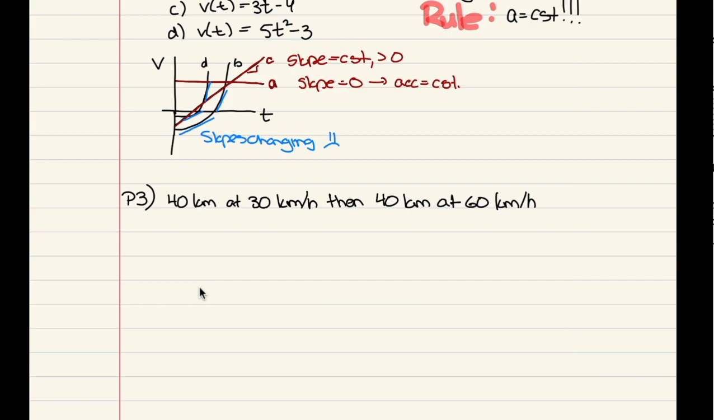Now, it might be tempting to say, well, the average between 30 and 60 is 45, so the answer is 45 kilometers per hour. But unfortunately, that does not quite work in this case because it is moving at those two speeds for different amounts of time. If I know that you travel 40 kilometers at 30 kilometers per hour, we could figure out how long that part of the journey takes.